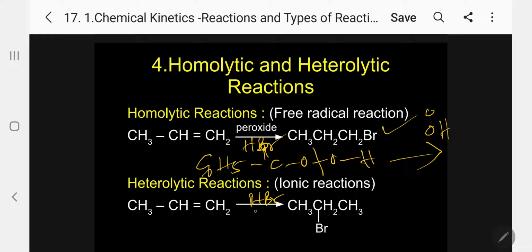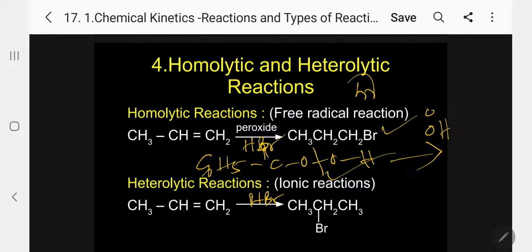The same reaction, if you conduct without peroxide, is called an ionic reaction. Please follow, my dear students. So free radical reaction takes place only in two places: in presence of peroxide or in presence of sunlight. Whereas in the absence of peroxide or sunlight, any reaction taking place in the laboratory, we will call it an electrolytic reaction. They are called ionic reactions.